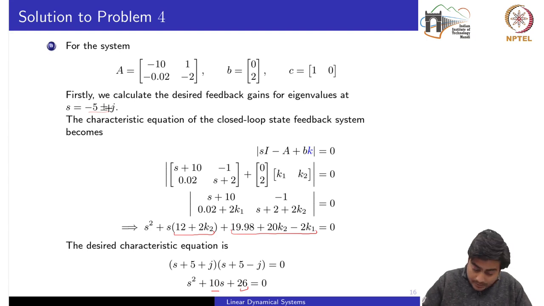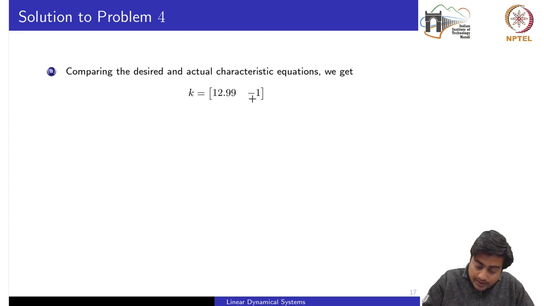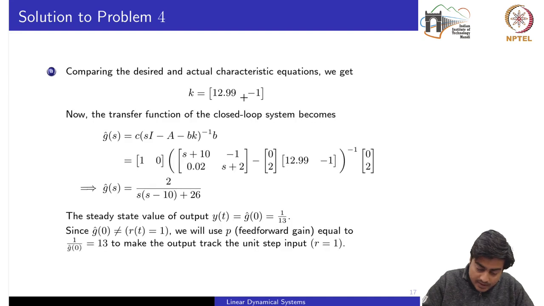Computing k1 and k2, we got 12.99 and -1. So once we put this k in, closed loop stability has been ensured, but it is not yet guaranteed whether the output will track the reference signal. For this, if you recall the lecture slides, we need to investigate the transfer function or the DC value of the feedback system. This we can do by computing the transfer function and then computing its value at s equal to 0, that is, the DC value or the steady state value of the transfer function. The transfer function can be computed using this formula, where we know all these vectors and matrices C, A, B.